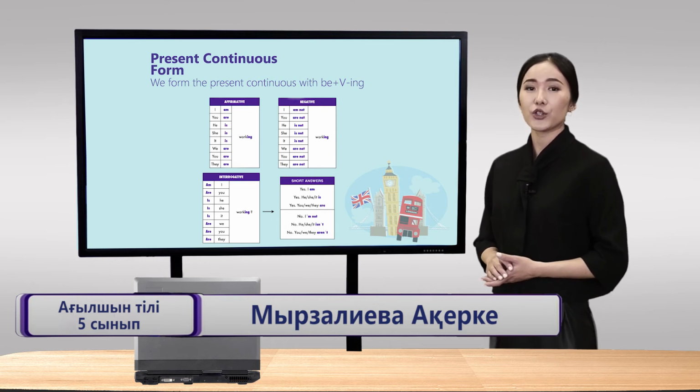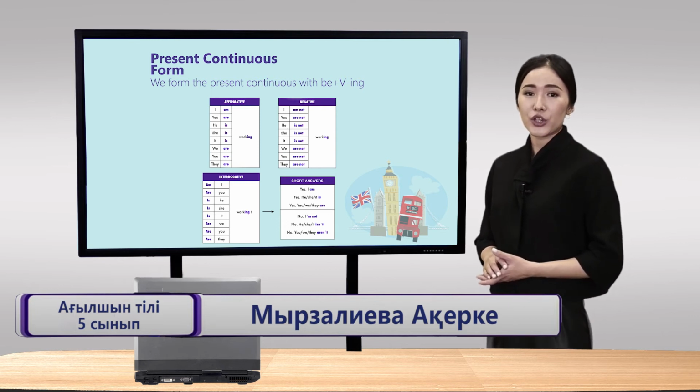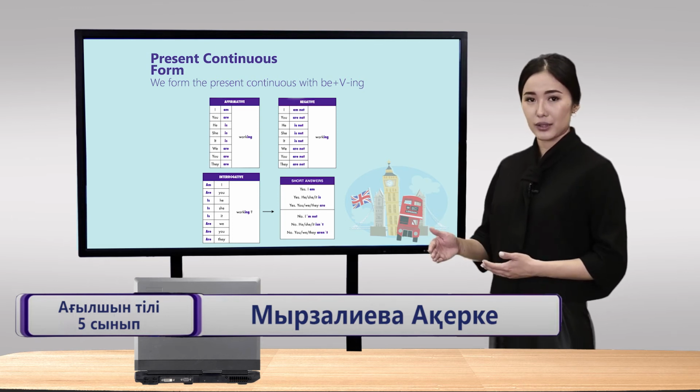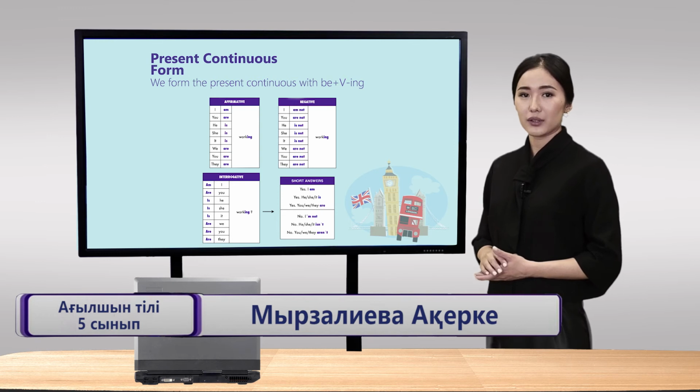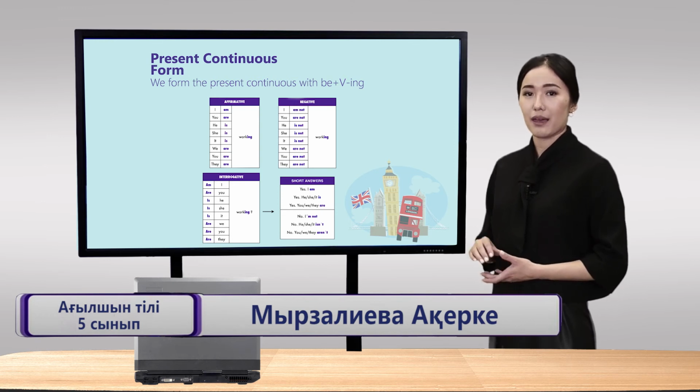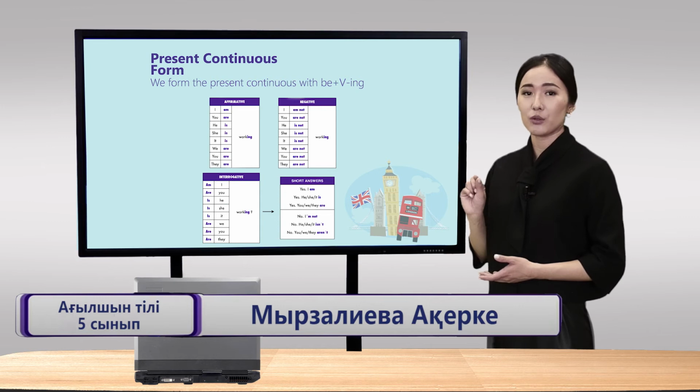Next is question form. In order to make a question sentence, we move the verb to be to the beginning of the sentence. Then subject and the verb ing. At the end of the sentence, we put a question mark.